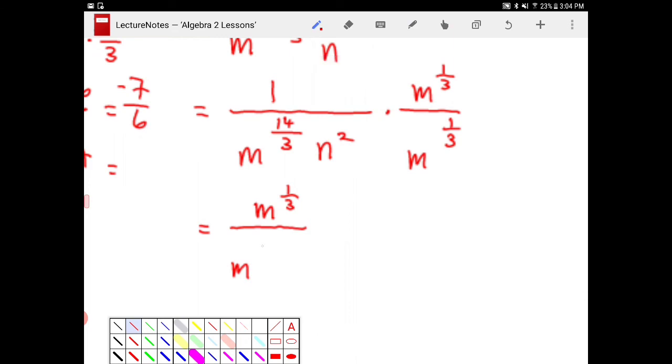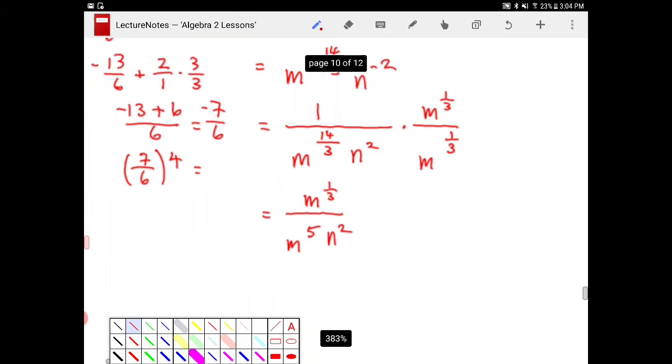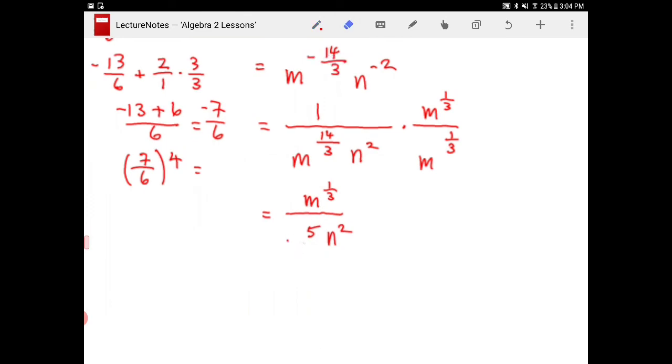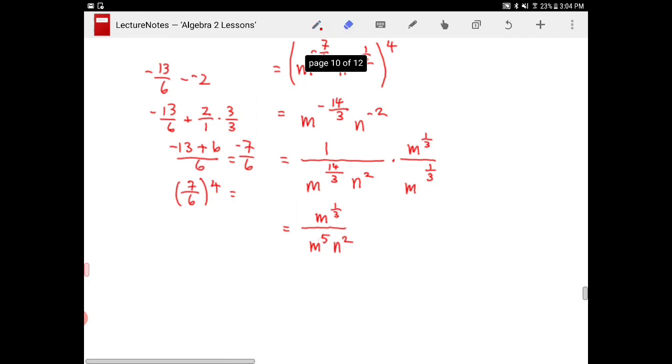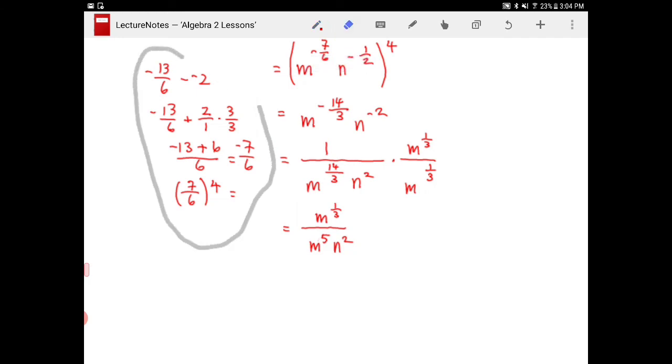So 15 thirds, that's to the 5th power, and n squared. So m to the 1/3 over m to the 5th, n squared. So here is that problem in its entirety again.